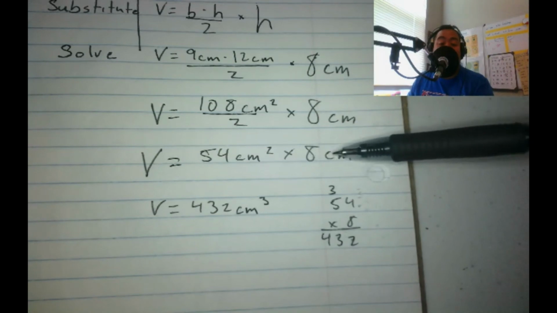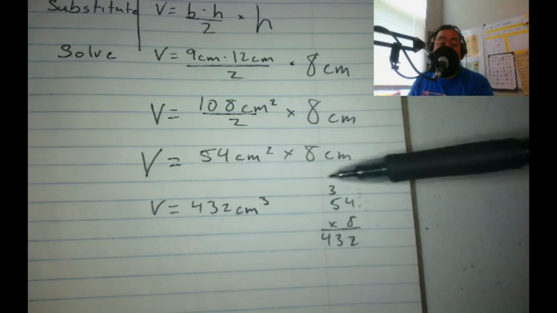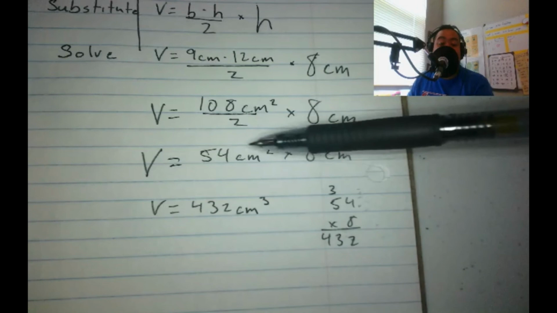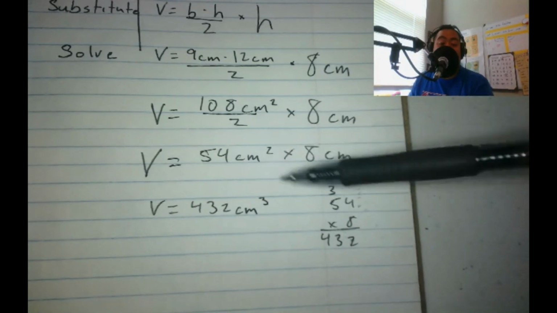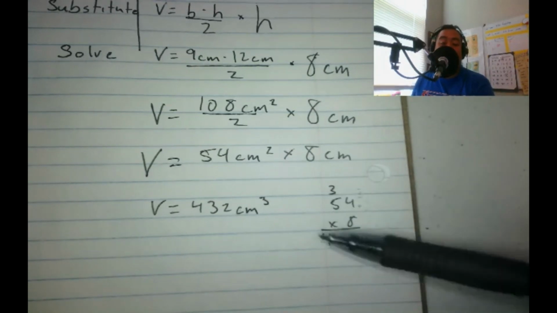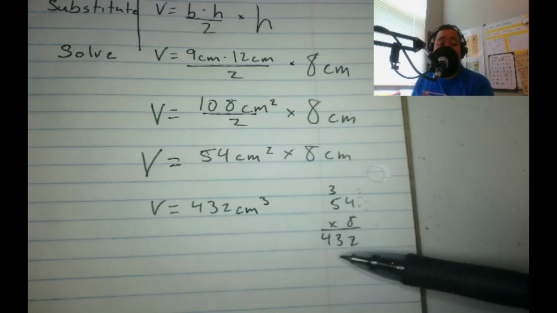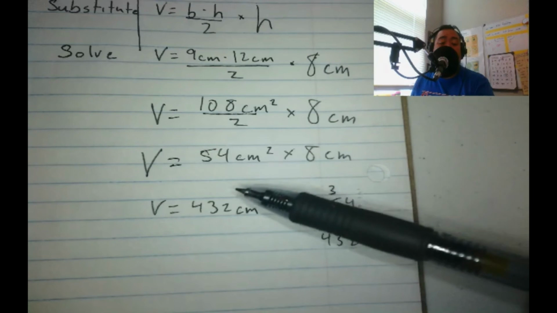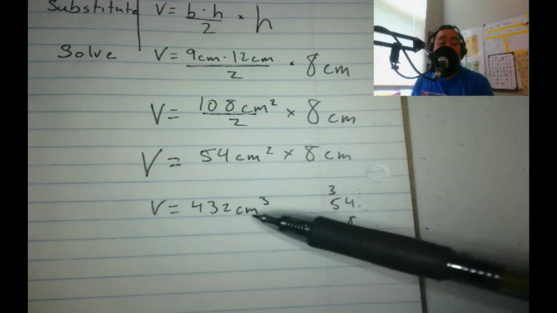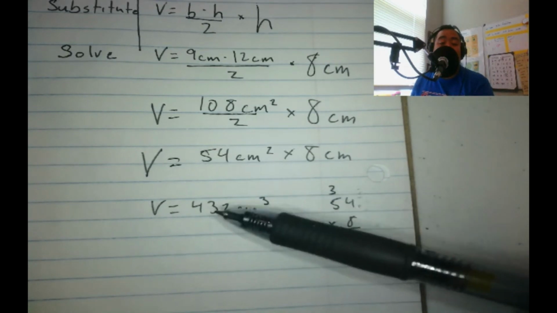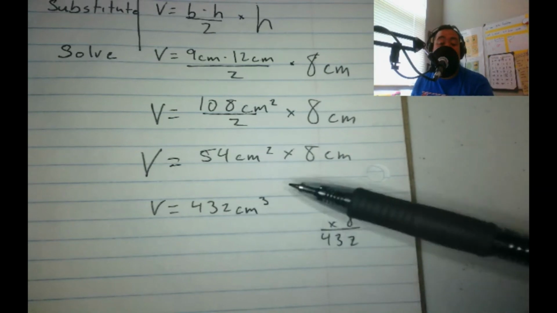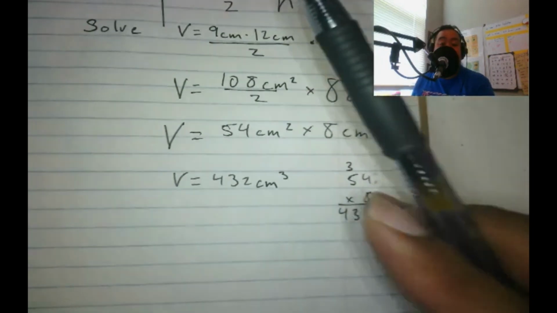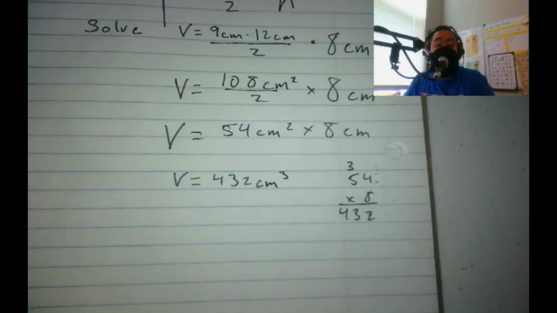And then I finally have the distance between my triangles. I'm multiplying 54 centimeters squared times 8. I had to do some side math over here. It's always good to set it up if you can't do it in your head. 54 times 8 ended up equaling 432 centimeters to the power of 3. 432 centimeters cubed.